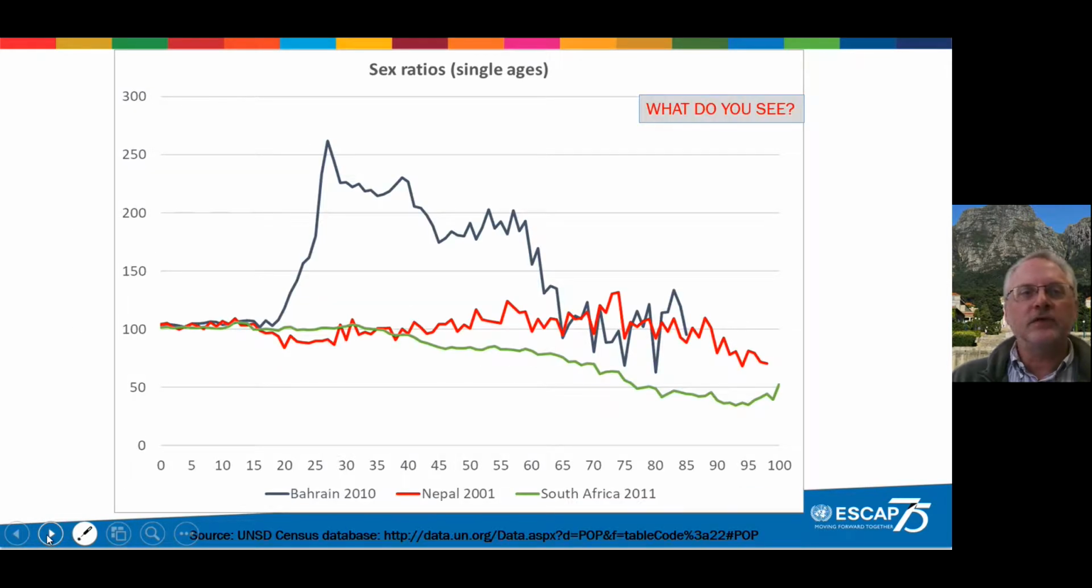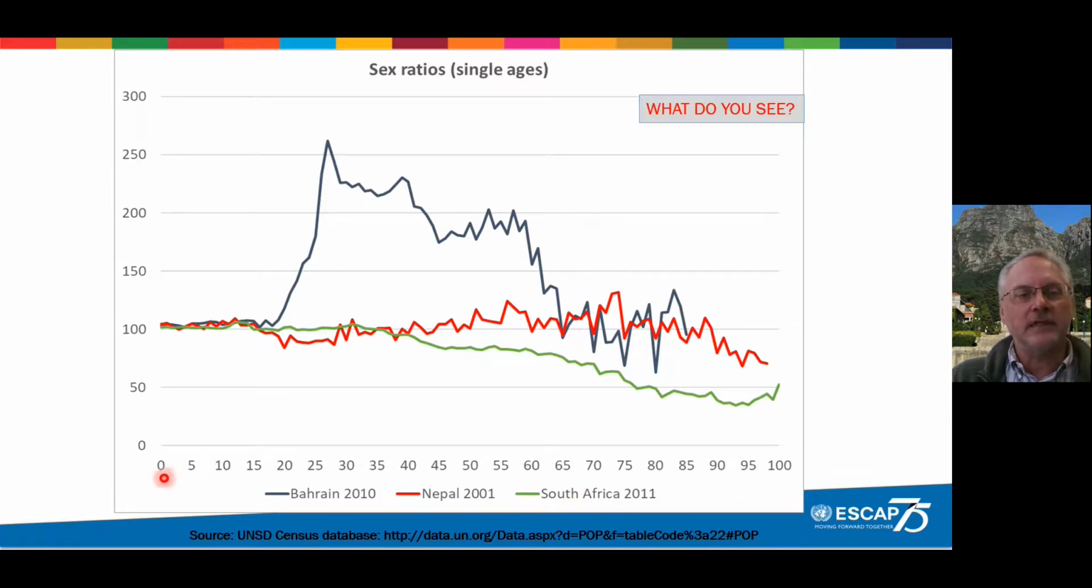So we're going to use the same 3 countries which we used in section 2 of part 2 of this training workshop, which is data from 3 censuses sourced from the UN Statistical Division Census Database. And those censuses are that conducted in Bahrain in 2010, in Nepal in 2001, shown in red, and South Africa in 2011, shown in green.